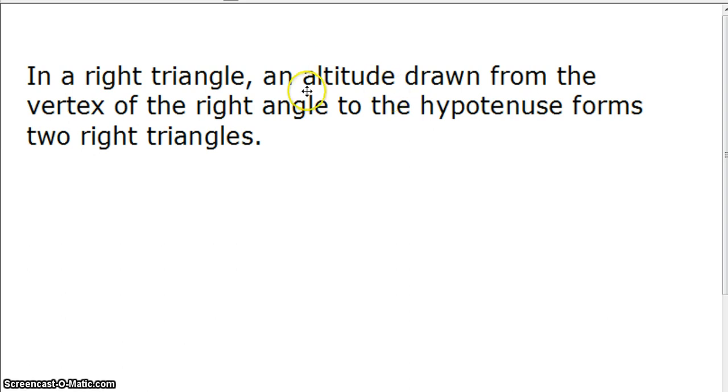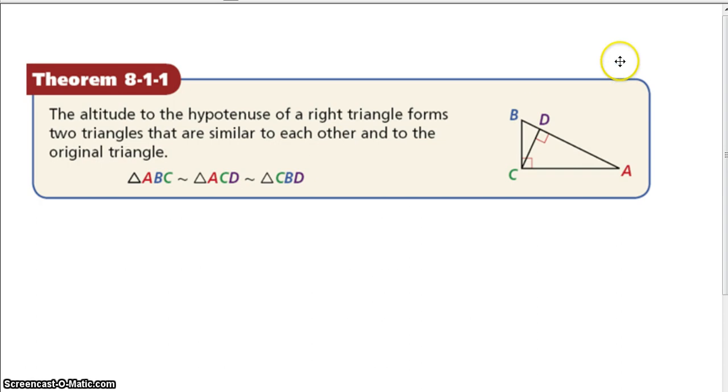An altitude drawn from the vertex of the right angle to the hypotenuse forms two right triangles. The next slide shows you this image, right? We have a right triangle, ABC, and the altitude formed from the right angle C to the opposite side forms a 90-degree angle with that opposite side.